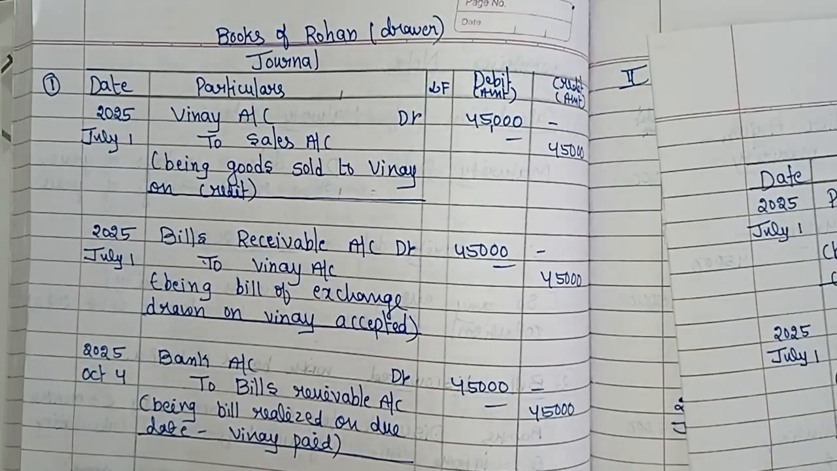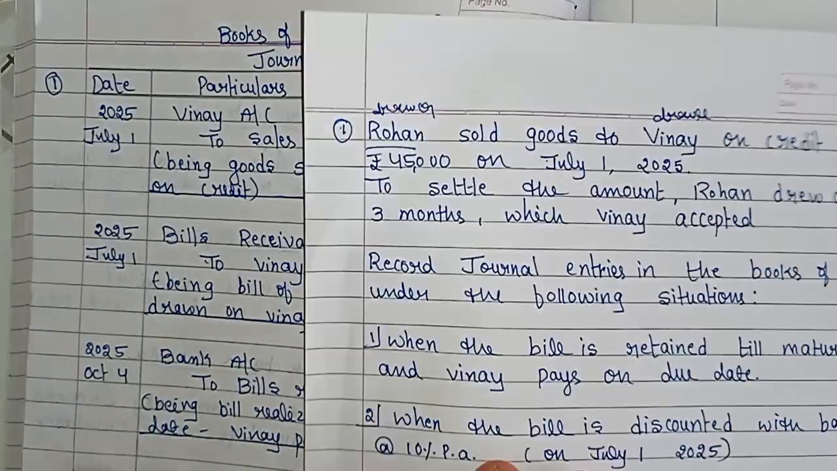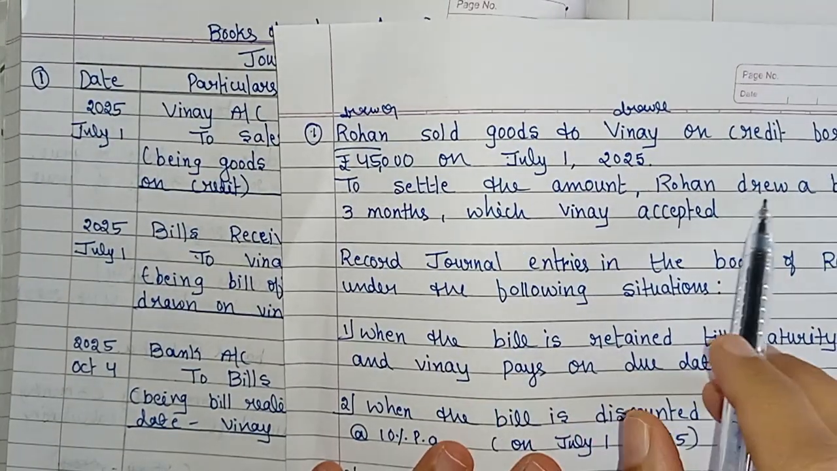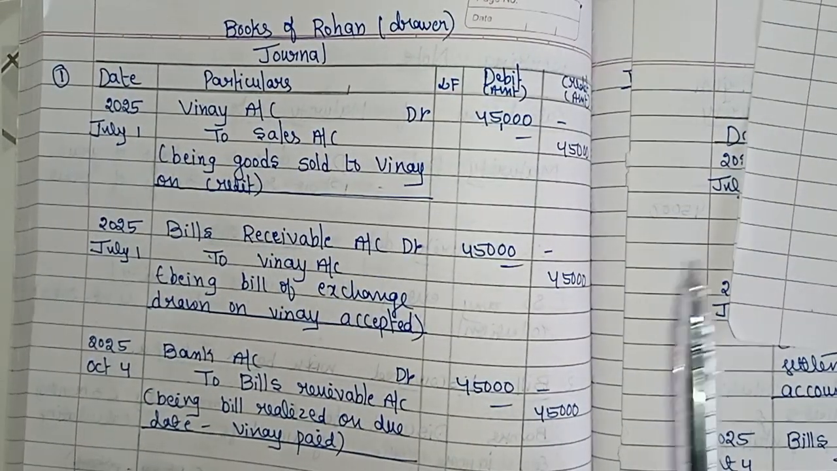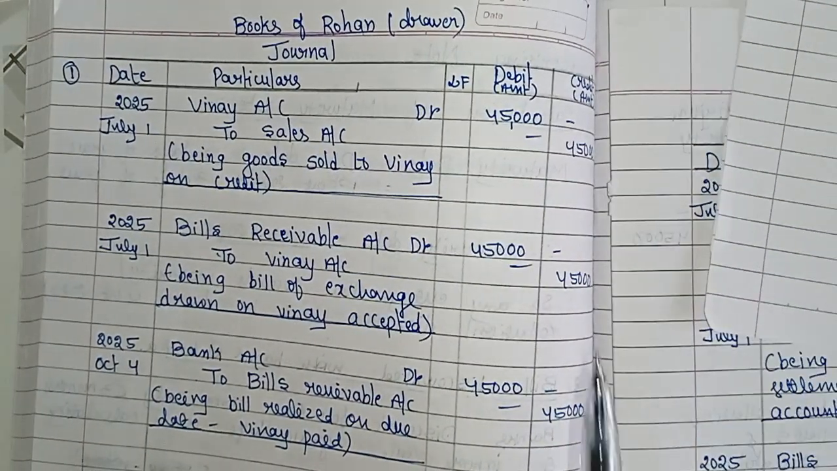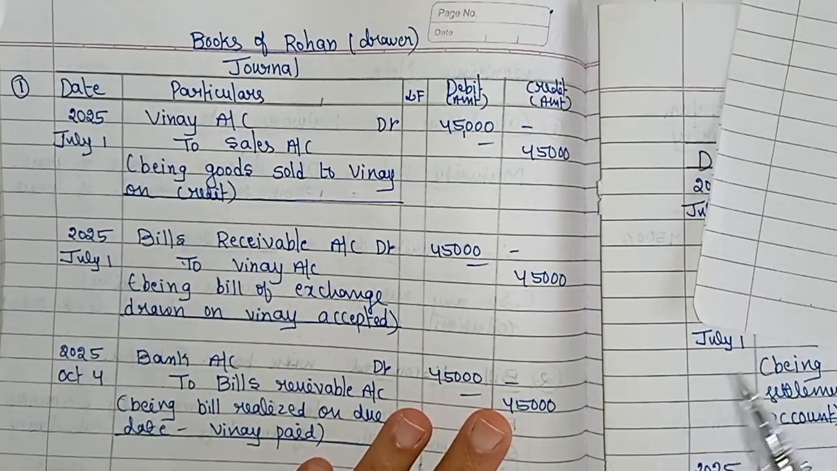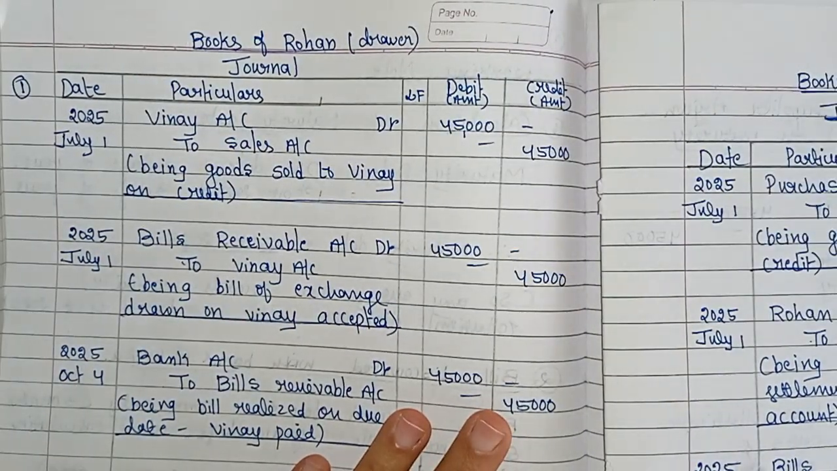Clear? Now, what is the second journal entry? Now, see here. To settle the amount, Rohan drew a bill for 3 months, which Vinay accepted. So, the second journal entry is when the bill is drawn and accepted.